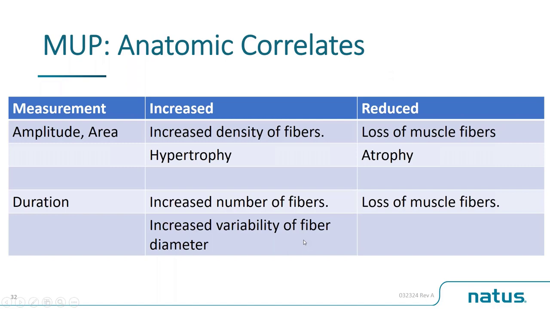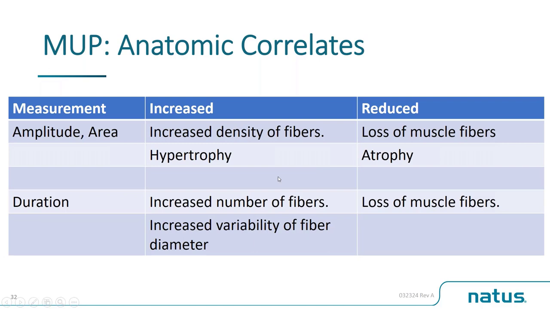Just to give you a little bit of idea on what we are measuring, amplitude and area tell us about the density of fibers. If it is increased because of denervation, amplitude and area goes up. You can also get high amplitude because of hypertrophy. And that can happen in dystrophy or inclusion body myositis. And you can get reduced amplitude due to atrophy and loss of muscle fibers.